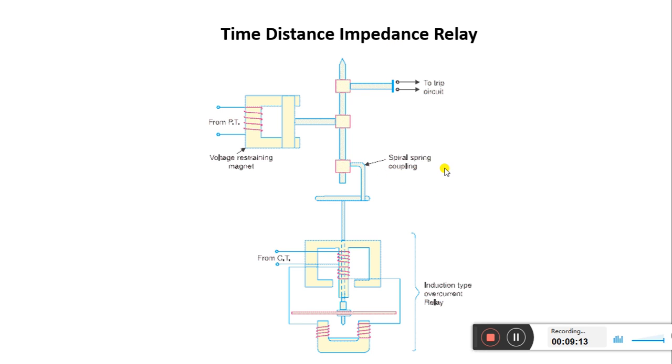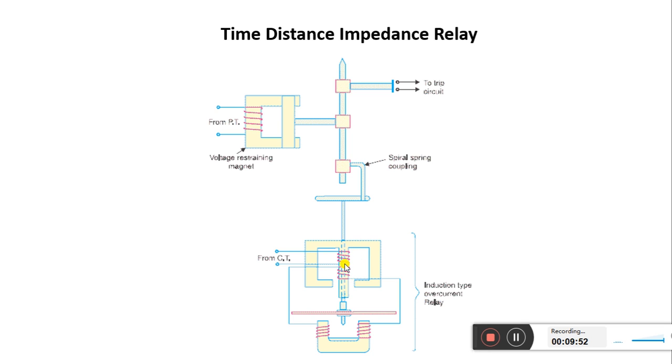Now a condition will come when there is a fault in a transmission line. Once there is a fault in the transmission line, the current will increase towards the fault, and this current will increase in this induction current coil also. As soon as the current increases in this induction current coil, the operating torque exceeds from minimum value to the maximum value.